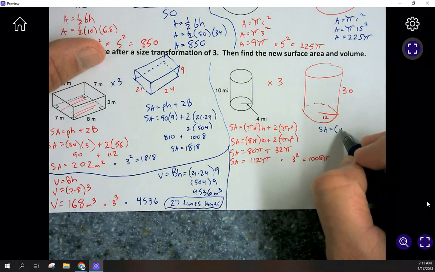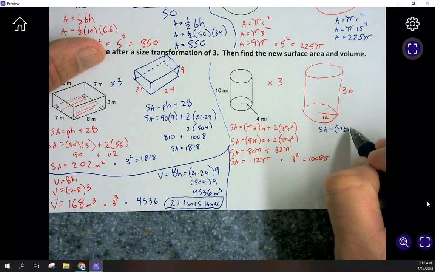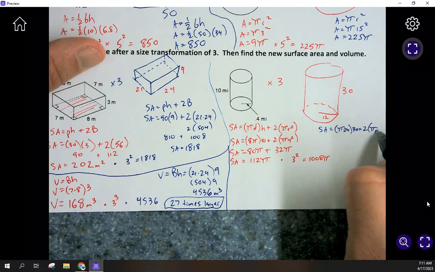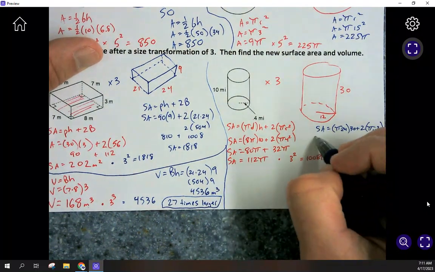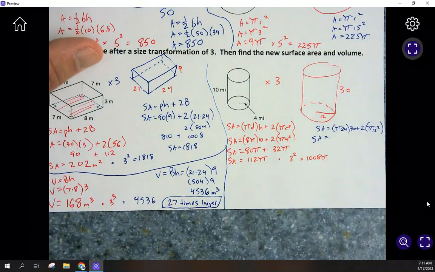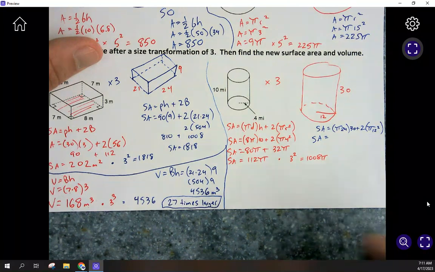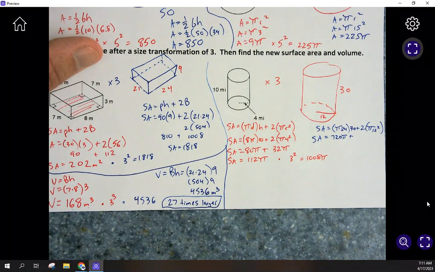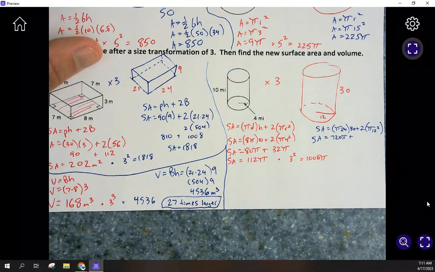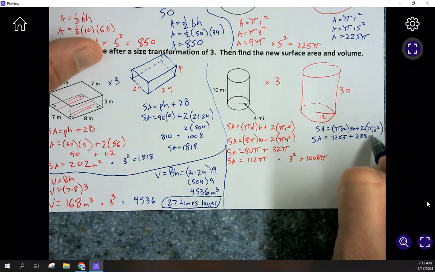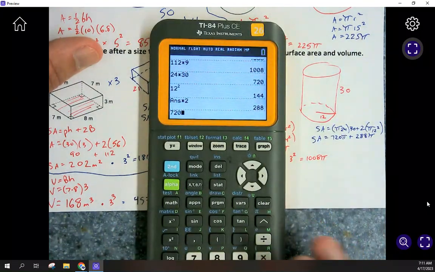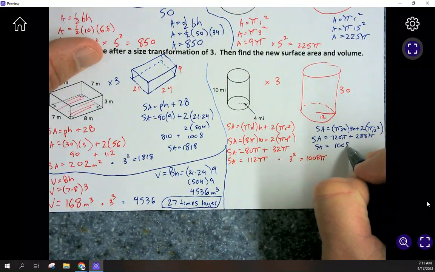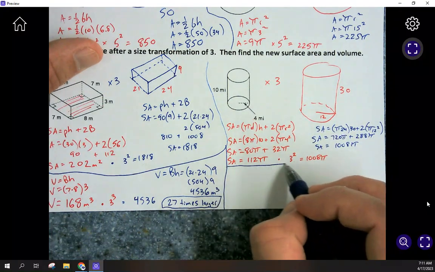So pi times diameter, that would be 24, times the new height of 30, plus 2 times pi r squared, 12 squared. So 24 times 30 is 720, so 720 pi, plus 12 squared, which is 144, times 2, because there's 2 bases, is 288 pi. And if we do 720 plus 288, sure enough, the new surface area is 1008 pi, just like we predicted.